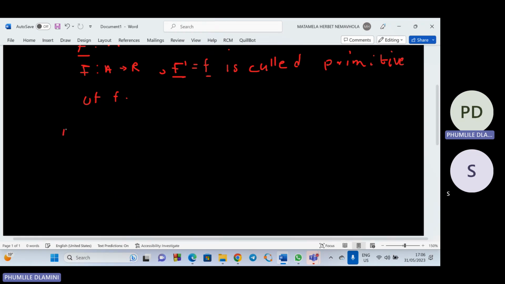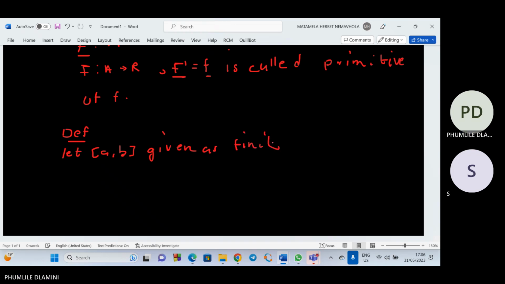The definition that is more important now is this one. If we have a and b, this is just an interval, which can be given as numbers, or given as an infinite interval.